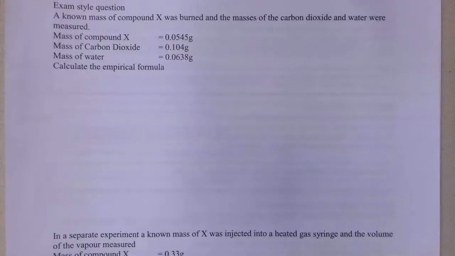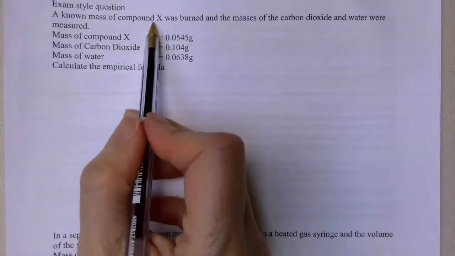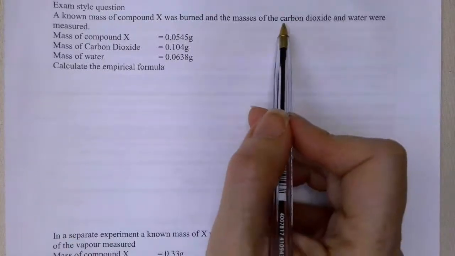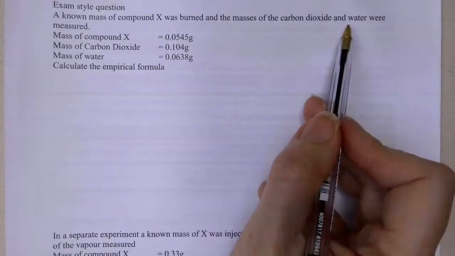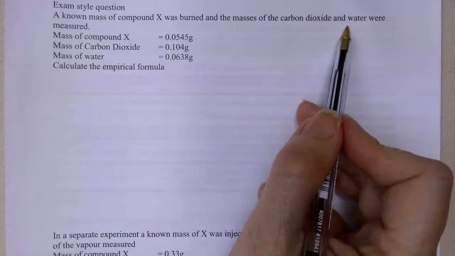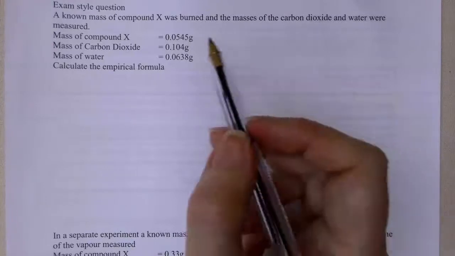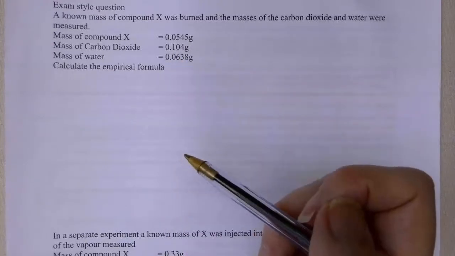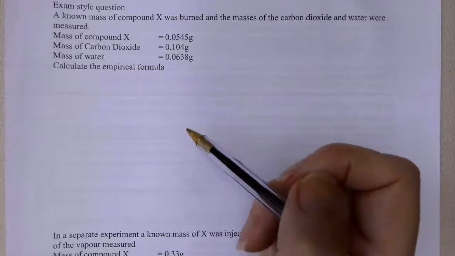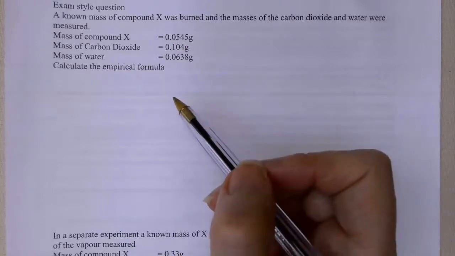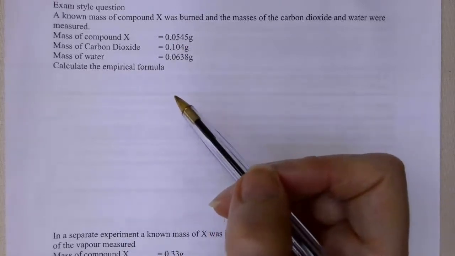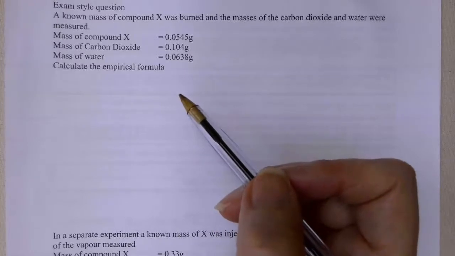So the last question on page 13, this was an old exam question that was asked a few years ago. A known mass of compound X was burnt, and I know the masses of the carbon dioxide and the water. So I can work out the amount of carbon, hydrogen and oxygen. I'll do this in exactly the same way that I did my combustion analysis earlier on.